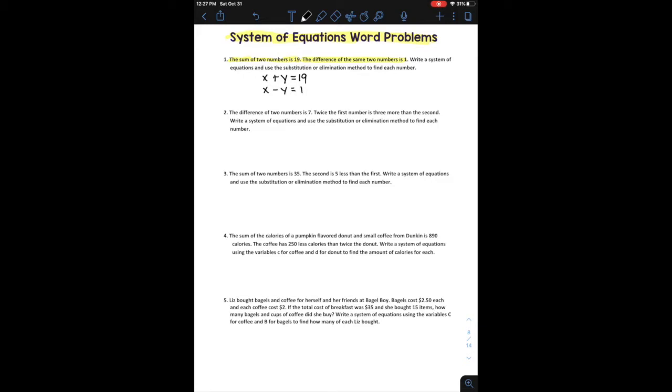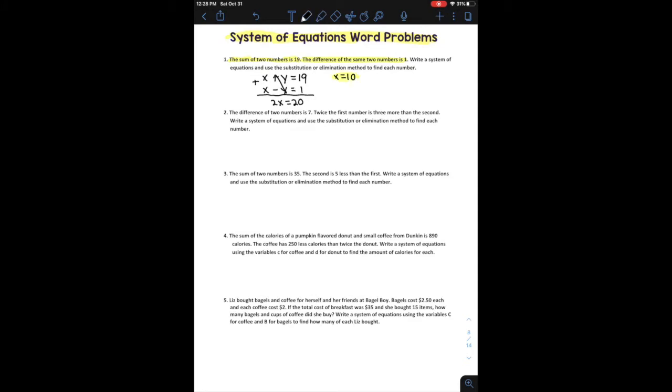Now that I made my system, I'm going to solve it using either the substitution method or elimination method to solve for the numbers. In this case, I think the easiest would be to use the elimination method. As I could see, I could add the two equations, all the like terms line up, in order to eliminate the y values to get 2x equals 20. And if I divide 2 on both sides, I know that x is going to equal 10.